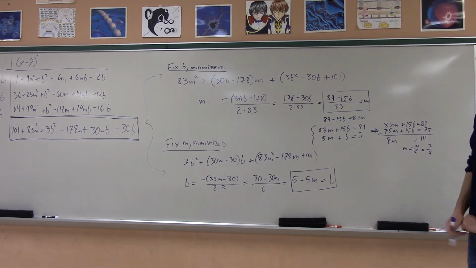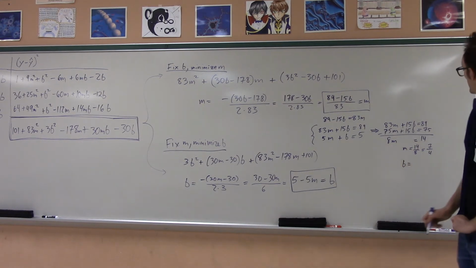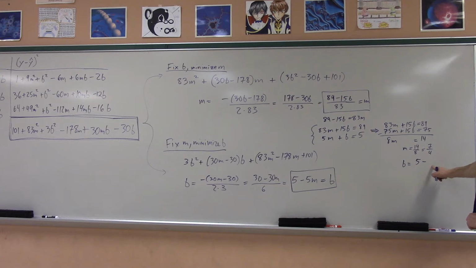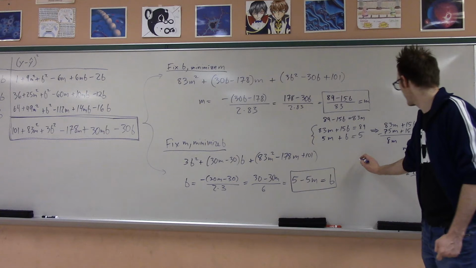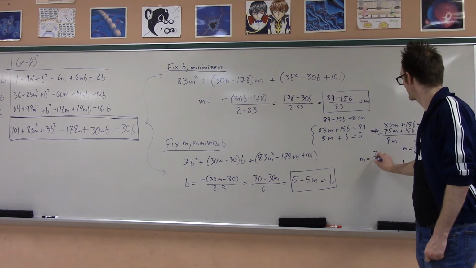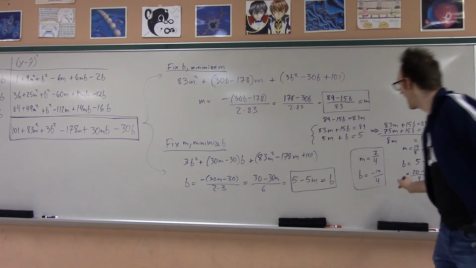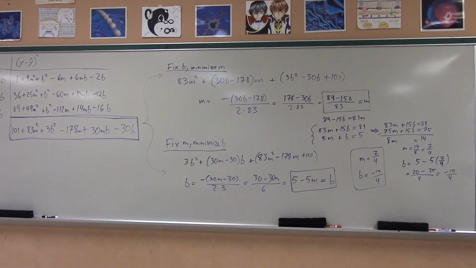Well, if m is 7/4, then b is, let's see, going back here, b would be just 5 minus 5m, so 5 minus 5 times 7/4, and whatever that is. This is 20 minus 35/4, so that's negative 15/4. Okay. What has just happened is I think that I've found that m should be 7/4 and b should be negative 15/4. Alright, why, or maybe what is really going on here?